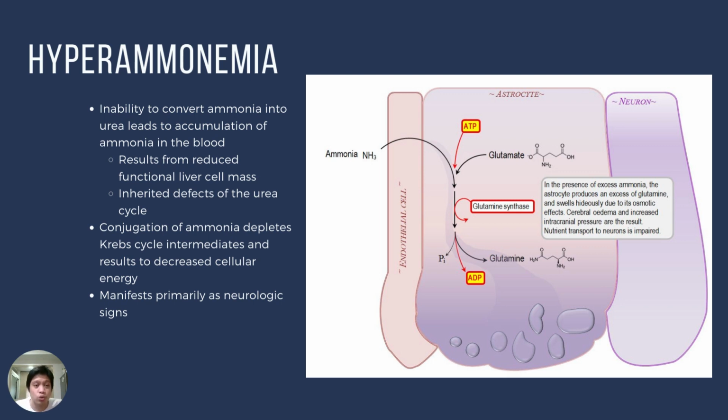Okay, so at the end of the day, ammonia is toxic. The liver handles it through formation of urea. If you can't form urea, ammonia will accumulate and take up alpha-ketoglutarate from the Krebs cycle, which will decrease energy in the neurons and therefore cause neuronal dysfunction.